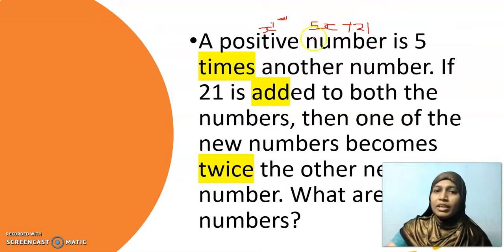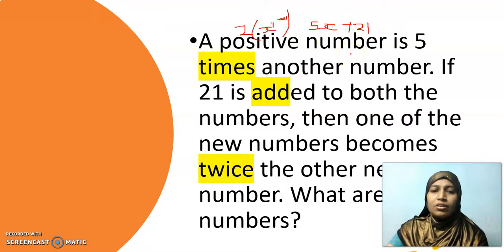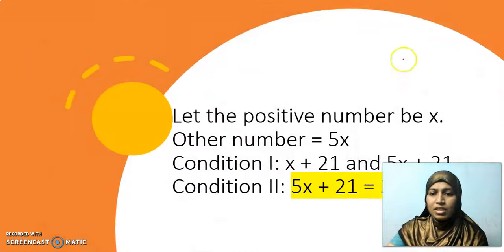Which will be bigger? This one will be bigger. 5x will be bigger, so 5x plus 21 will be bigger. So this will be twice the other number. Did you understand? If you put twice here, it is meaningless, my dear children. Is it clear?